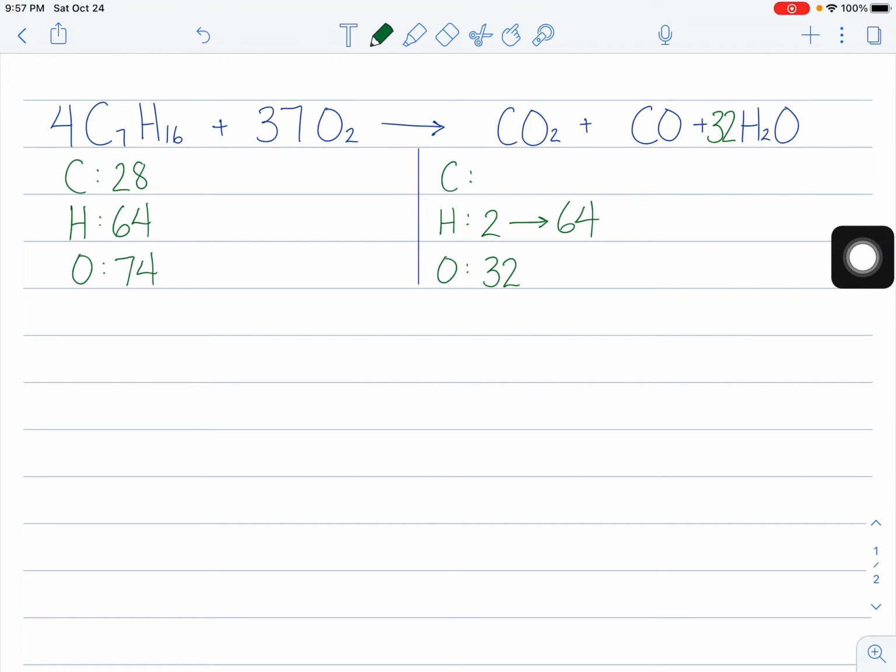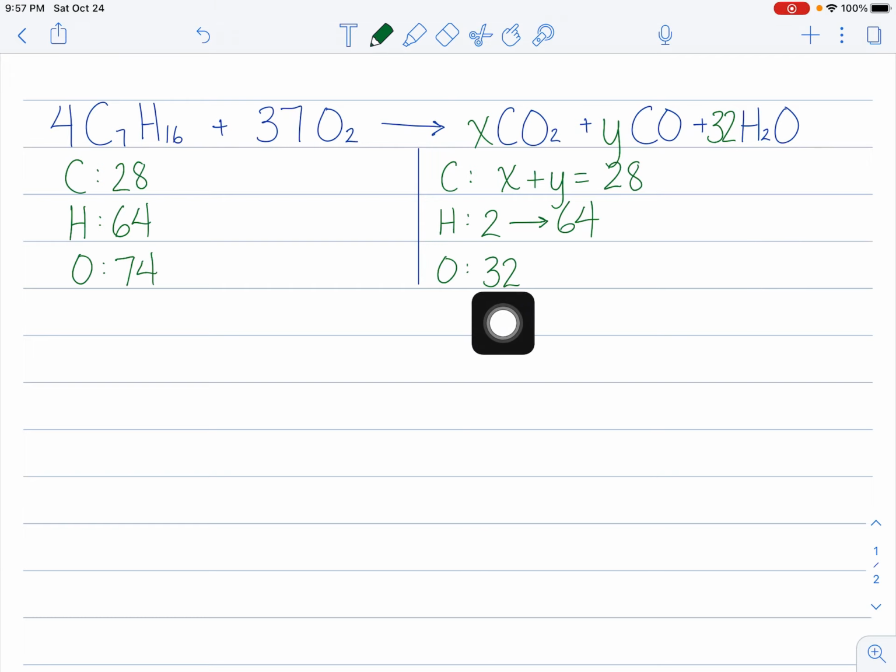So at this point, I have 2 coefficients that I do not know. I can call the coefficient for carbon dioxide X, and I can call the coefficient for carbon monoxide Y. And we'll take a look at a few things that we know about those. So total of carbons is 28. I have 1 carbon in every carbon dioxide and 1 carbon in every carbon monoxide. So what I know is that when I add those two, they need to equal 28.